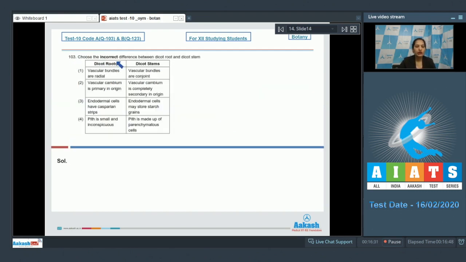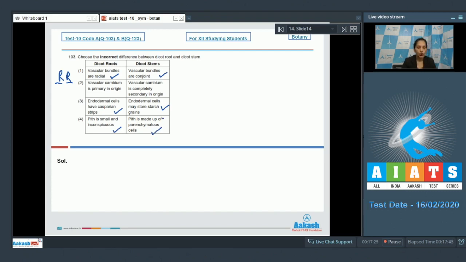Question number 103. Choose the incorrect difference between dicot root and dicot stem. First option, vascular bundles are radial in dicot roots. Yes, it is true. R for roots, R for radial. You can remember this way. So in roots, the vascular bundles are radial. In dicot stems, the vascular bundles are conjoined. It is true. Now third option, endodermal cells have Casparian strips in dicot roots. It is true. Endodermal cells may store the starch grains in the dicot stem, hence called the starch sheath. It is also true. Fourth one, pith is small and inconspicuous. It is true. Pith is made up of parenchymatous cells.